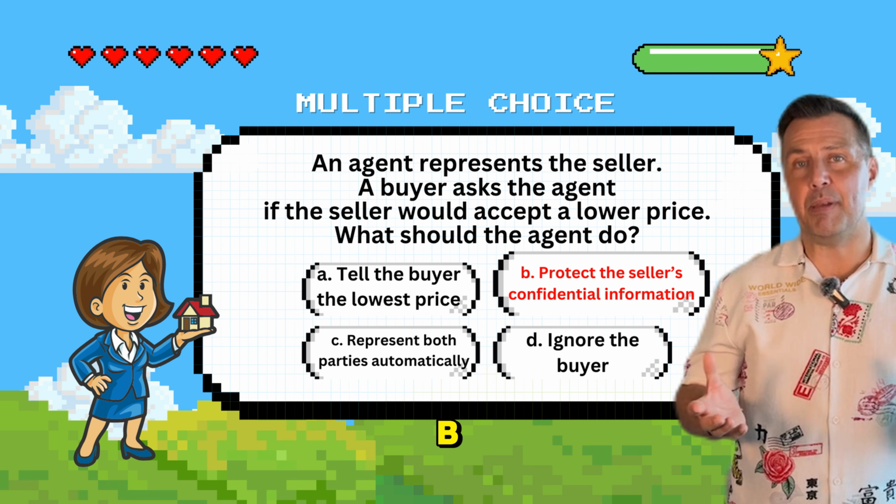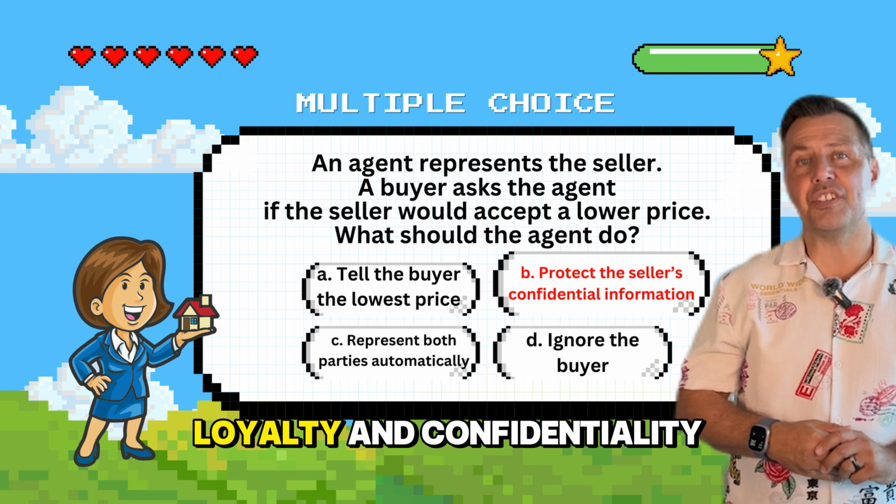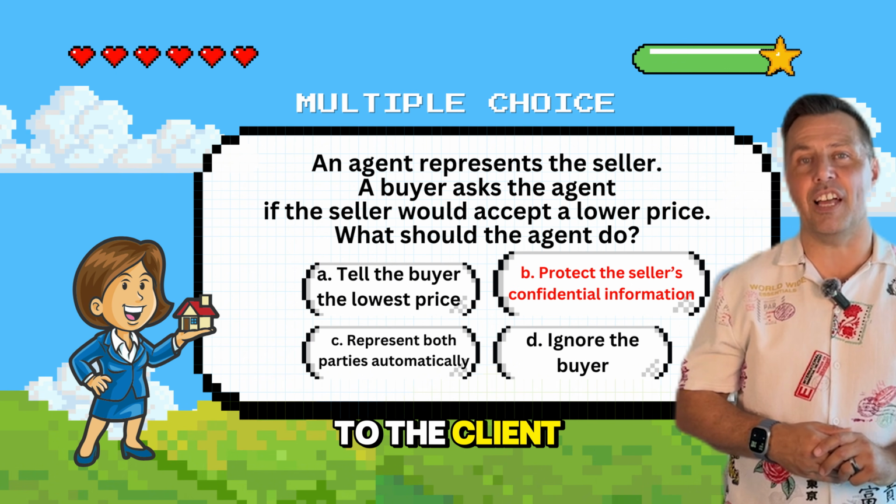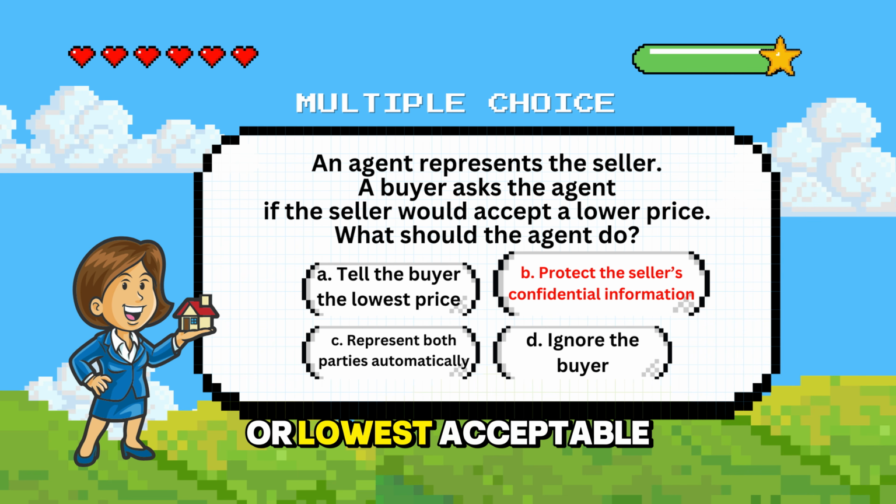The answer is B. The agent owes loyalty and confidentiality to the client. The seller's motivation or lowest acceptable price is confidential.